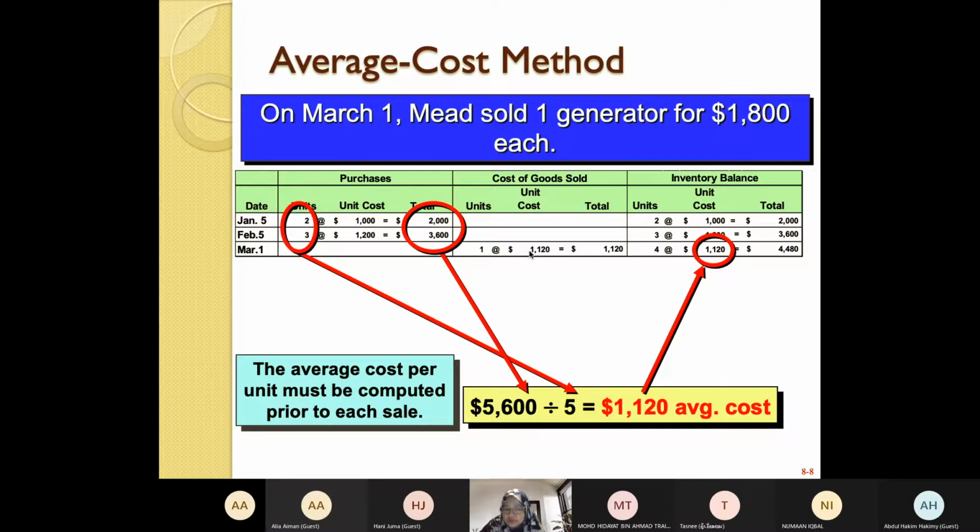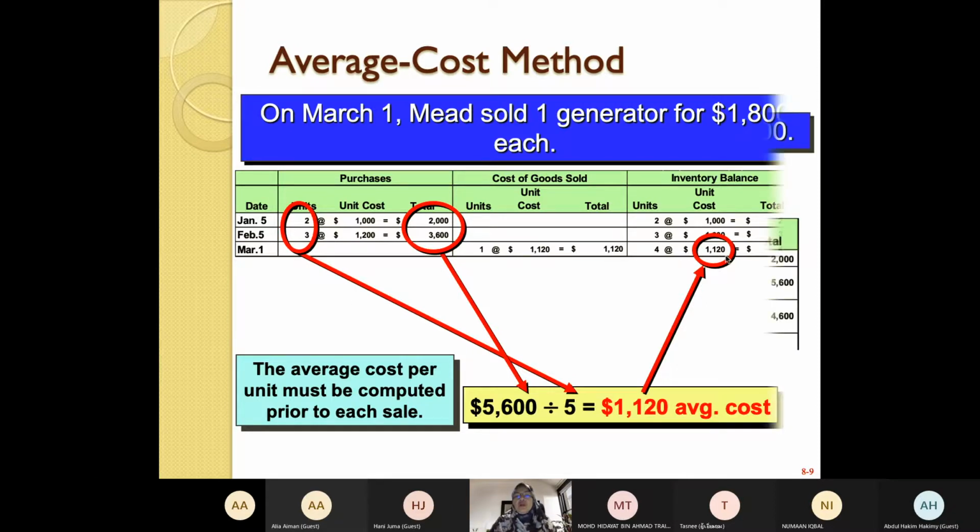Average cost. So again, for average, the total dollar divided by the number of units, you will get the average cost per unit. And the balance now, because initially you have 5 units, then you sold 1 unit, balance is 4 units now, the cost is 1,120. So you use the average cost for the closing. So that's the 4 methods: specific identification, average cost method, first in first out FIFO, last in first out LIFO.